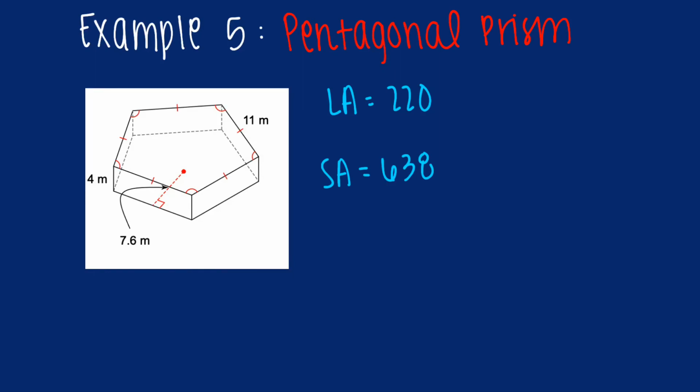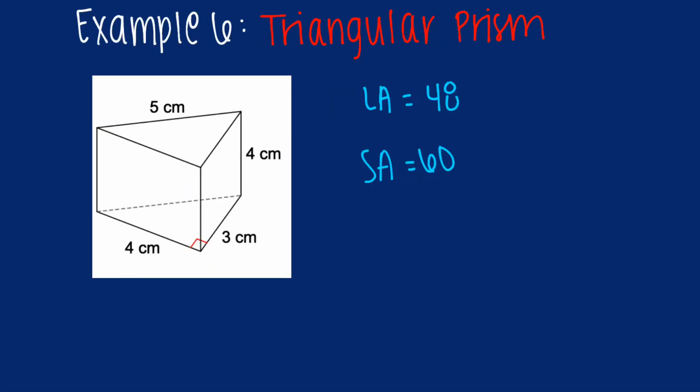Alright, so example 5, you should find your lateral surface area to be 220 and your total surface area to be 638. Remember, if you did not get that, you need to send me a text or a question on Remind or Google Classroom, something like that, so we can get it situated. Alright, and for your example 6, your triangular prism, you should find your lateral surface area as 48 and your total surface area as 60.